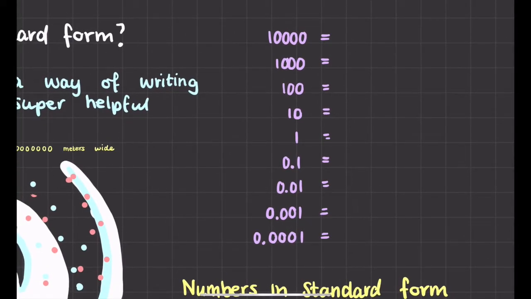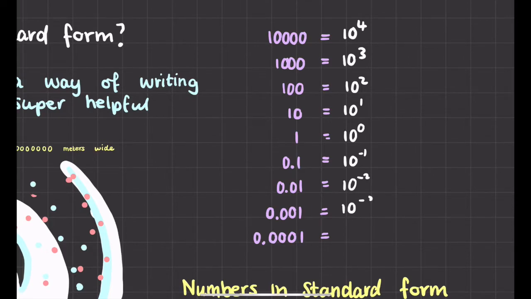So you might know that 100, for example, is 10 squared. Okay, 1,000 is 10 cubed. 10,000 is 10 to the power of 4. 10 on its own, well, that's just 10 to the power of 1. 1, that's actually 10 to the power of 0. 1/10, that's 10 to the power of minus 1. 100th is 10 to the power of minus 2, and so on, and this pattern continues.